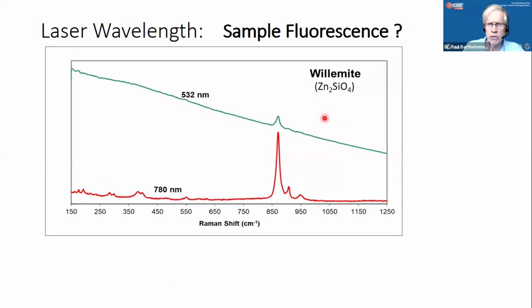Here we see the Raman spectrum of willemite, a zinc silicate. Here with a 532 nanometer laser, the fluorescence is, this is even scaled down so you can see both of these in the same graph. The fluorescence has almost completely washed out the Raman signal. The second one down here is from a longer wavelength laser, 7 or 8 hundred nanometers, and we get a good complete Raman spectrum. So sometimes our choice is driven by fluorescence.